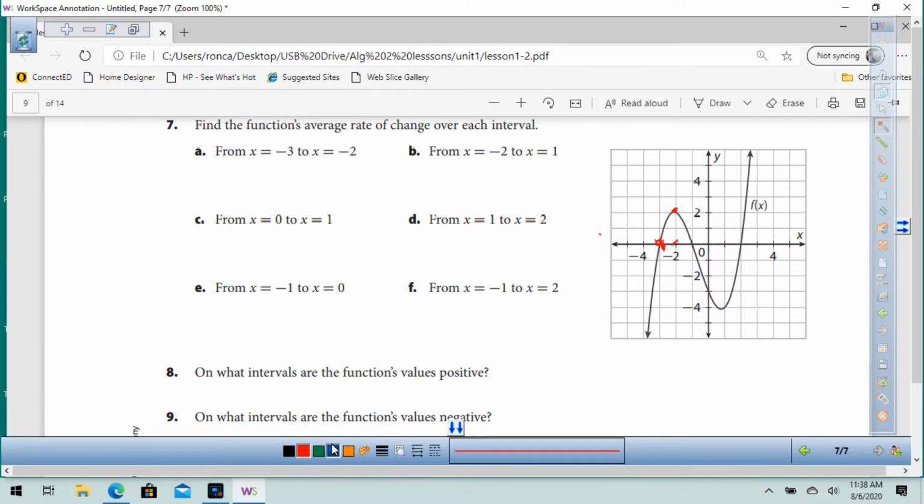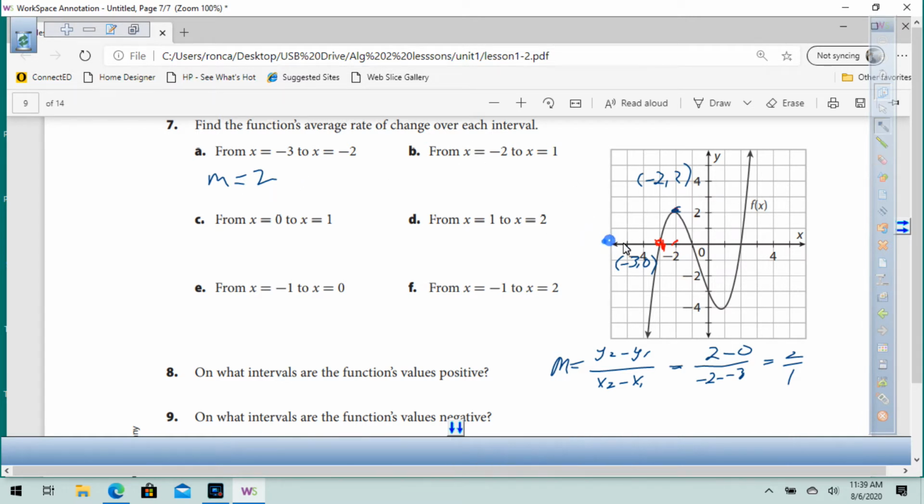Well, I'm having a hard time writing. I think there's some drag on this. We got negative 3, 0. And then this point here is going to be negative 2, 2. So to find the average rate of change, remember that old m equals y2 minus y1 over x2 minus x1, the slope formula. So we got 2 minus 0 over negative 2 minus negative 3. So it's going to be 2 over 1. So the average rate of change is going to be 2.